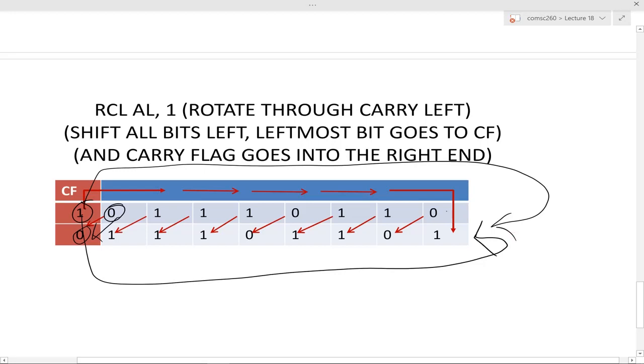And just like shift left and rotate left, all the other bits get shifted once to the left.